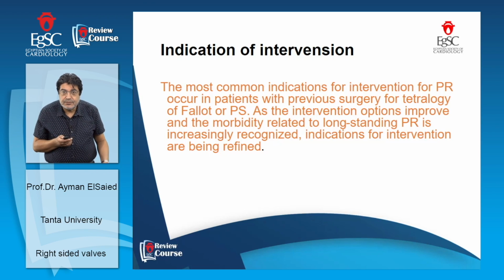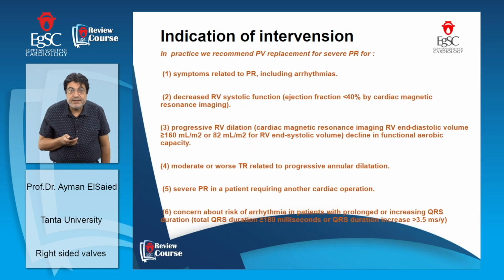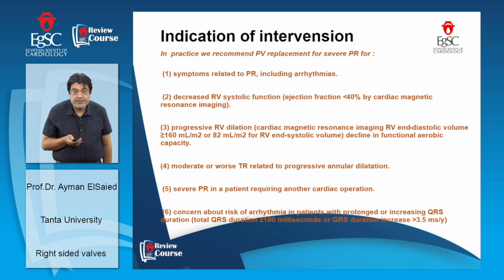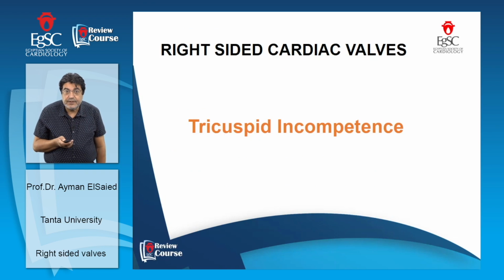But in the course of follow-up of tetralogy after correction, or in the course of right-sided surgery, you can do pulmonary valve repair for pulmonary incompetence. So the indications for intervention: symptoms related to pulmonary incompetence, presence of arrhythmias, RV dysfunction which is progressive with ejection fraction less than 40% calculated by magnetic resonance imaging, progressive RV dilatation, moderate or worse tricuspid incompetence related to a dilated annulus, severe pulmonary incompetence requiring another cardiac surgery, and arrhythmia due to RV overload. These are the indications for pulmonary repair.